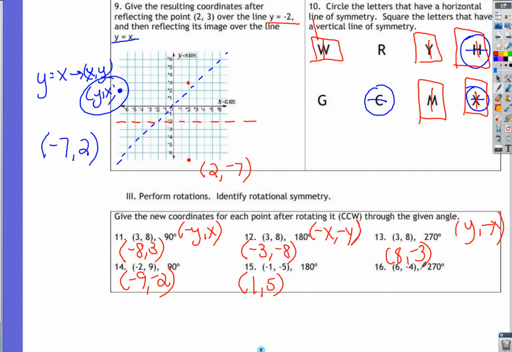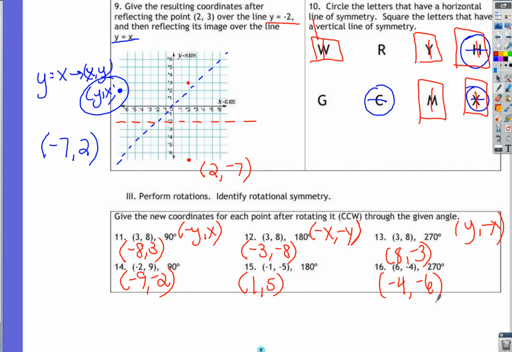Please read number 9. Number 9, the graph up there? Can I finish this one first? I'll be more than happy to go back to it. Let me finish this one. Okay, so number 16, 6 comma negative 4. Y comma negative x.